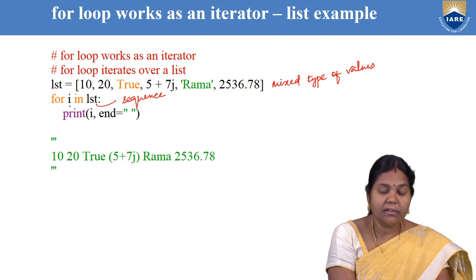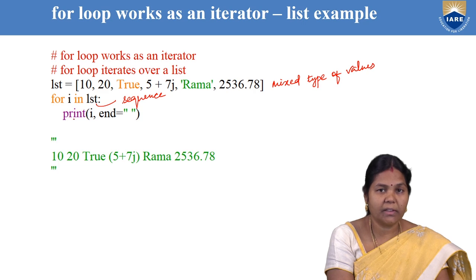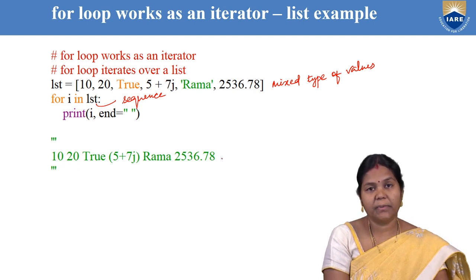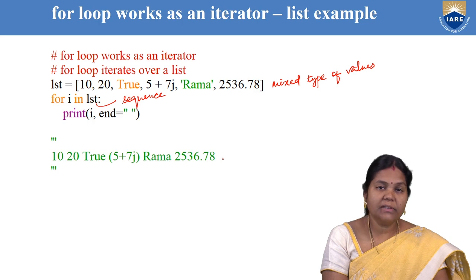It will take the first element starting from index number 0, because a list is an ordered collection. So it will start taking the elements from index number 0, then 1, 2 and so on. When it reaches the last element, the loop is automatically going to stop. So for I in list, it will print the value of I separated by a space. Here the first element is 10, the second element is 20 and so on. All the elements are displayed from the list. So this is how a for loop works as an iterator.